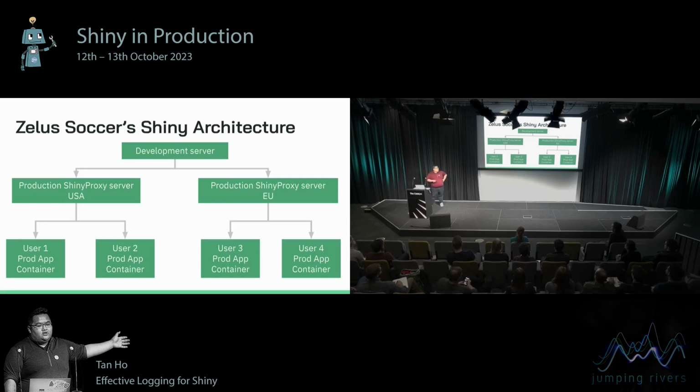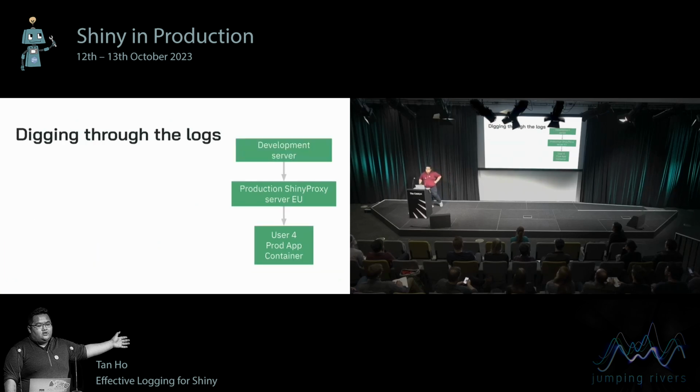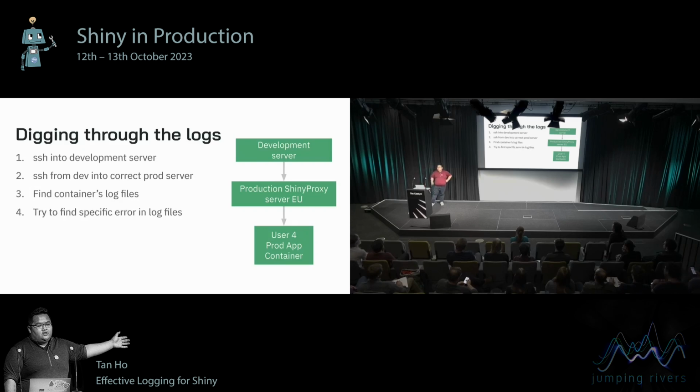The way Shiny proxy works is that it spawns one container for each user for each app. And so from there, you've got user 1's prod app container, user 2, user 3, user 4, et cetera. And so when you're debugging things and trying to get to the logs, you've got to SSH onto the development server. From that server, you have to SSH into the prod server, the correct prod server. That's tripped me up a bunch of times. You've got to find that container's log files, figure out where it put it, try to find the specific error in the log files, and there's usually hundreds, and then you pray.